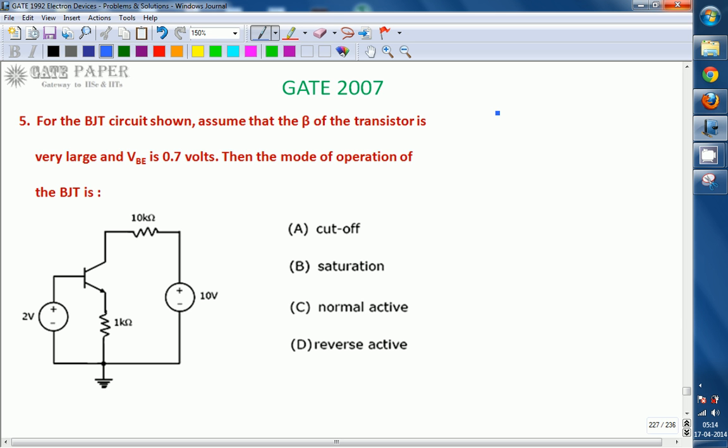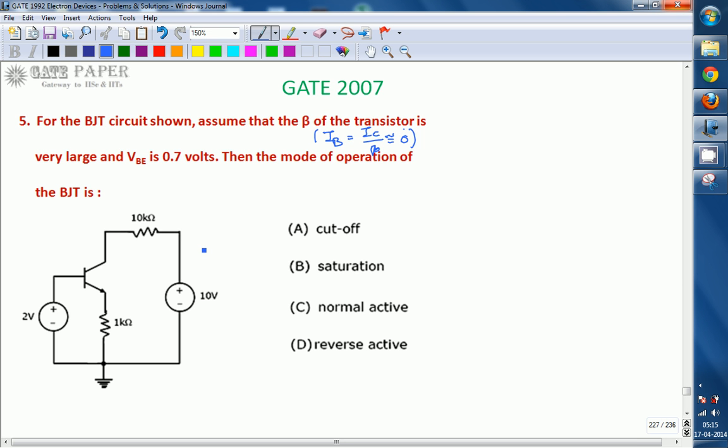What was given is that beta of the transistor is very large. Whenever beta of the transistor is very large, that implies you can neglect the base current. Base current can be calculated using IC by beta. Whenever beta is very large, IC by beta is approximately equal to 0, so you can neglect the base current. It is going to be 0. And the mode of operation we are interested in.